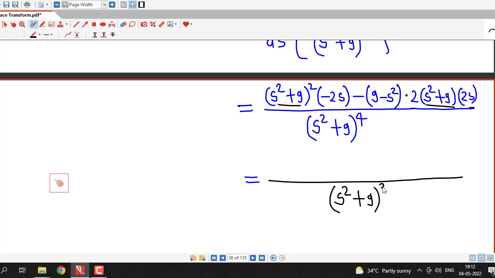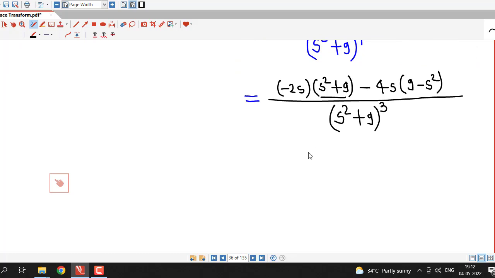Here we will be having power 3, and here I write in this way minus 2s. S square plus 9 is cancelled out, and here minus this 2 into 2s, that is 4s times 9 minus s square, and this s square plus 9 is cancelled out. Here one s square plus 9 remains, that we have written here, into minus 2s. This 9 minus s square as it is, 2 into 2s is 4s, and s square plus 9 is cancelled out. And now we modify all these things.